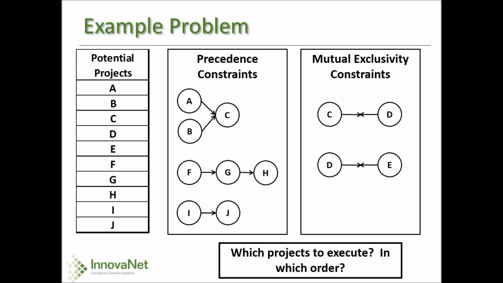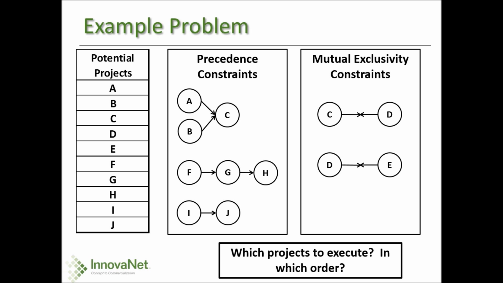Consider this simple example. Here we have a portfolio of 10 potential projects. Each project has certain costs and benefits and resource requirements. There are also precedence constraints among projects. For example, projects A and B have to be executed before project C can be executed. There are also mutual exclusivity constraints. For example, you can execute either project C or project D, or neither, but you can't execute both.